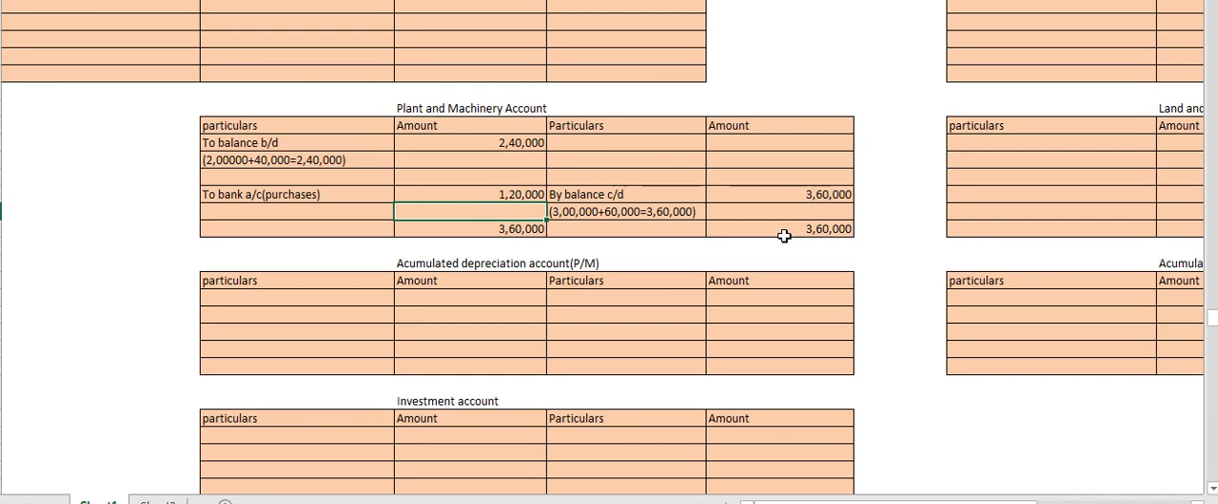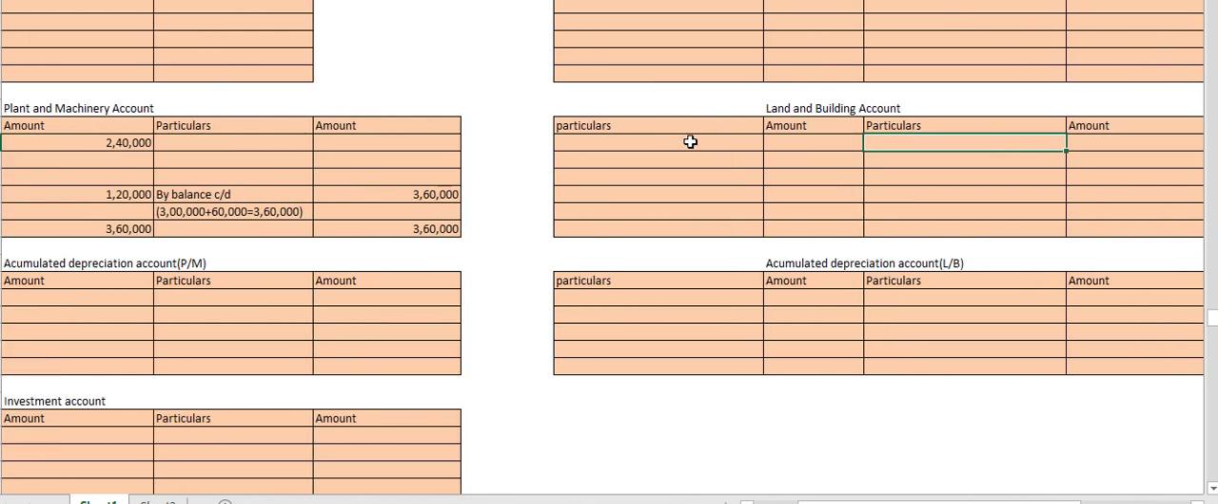So if it's a debit balance, it is considered to be purchases. If it's a credit balance, it is considered to be sales. If it is purchases, it will go under your application of funds because there is an outflow of funds. If it is sales, it will go under your sources of funds because it is an inflow of funds. Now moving on to the next account, which is the land and building account.